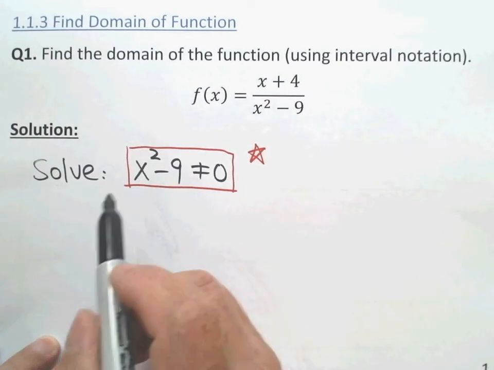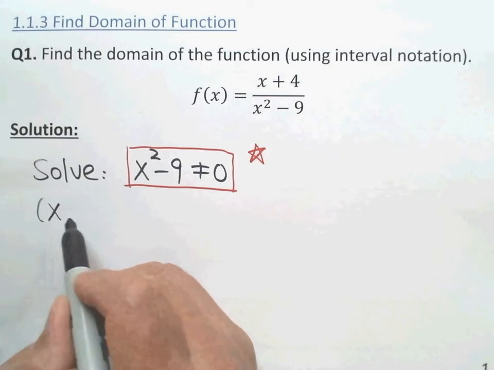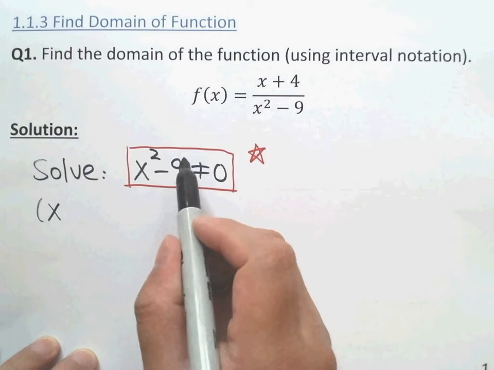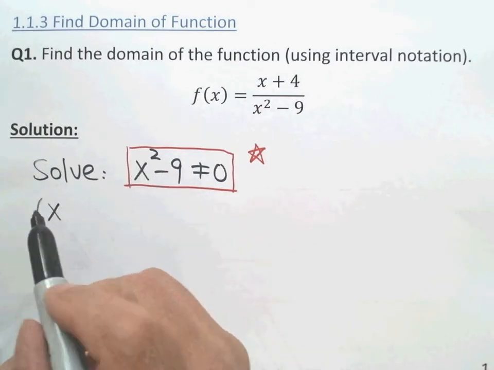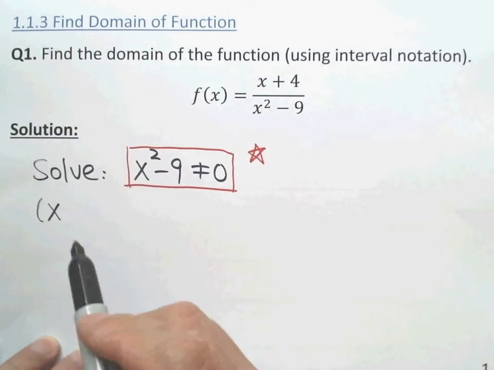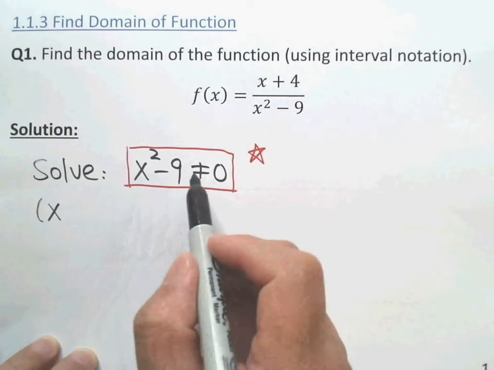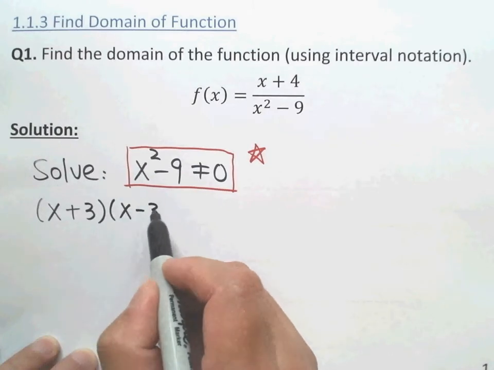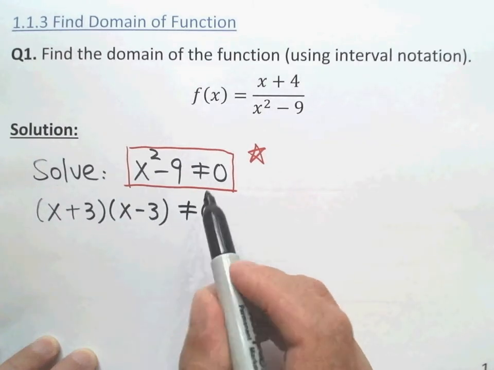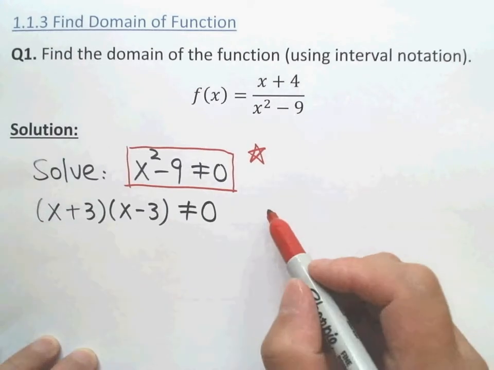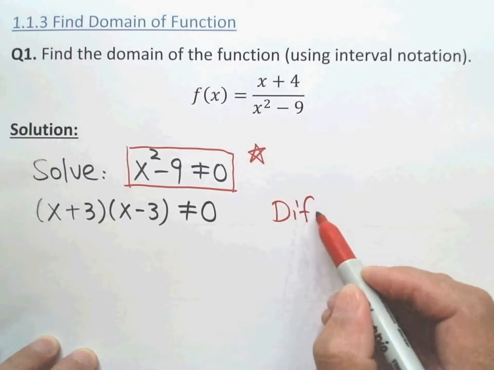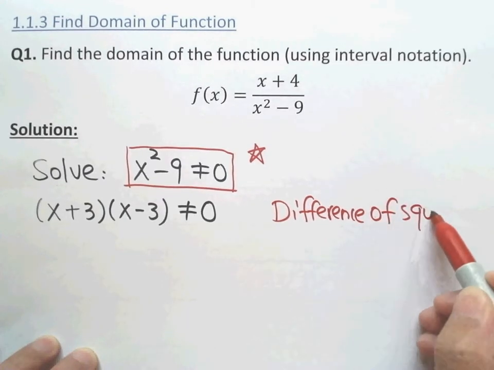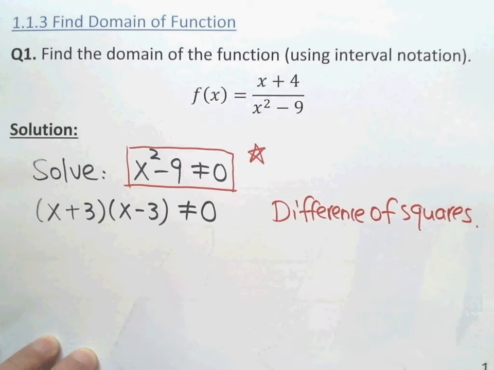After we factor, this is the difference of squares, because 9 is 3 squared. A squared minus b squared is the difference of squares. So we get the sum times the difference. This is the sum, this is the difference, and this product cannot be 0. I reminded you of the name of the formula: we use the difference of squares.